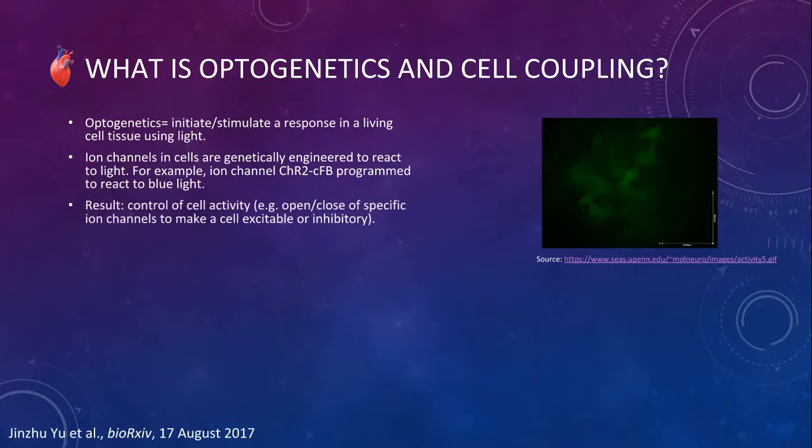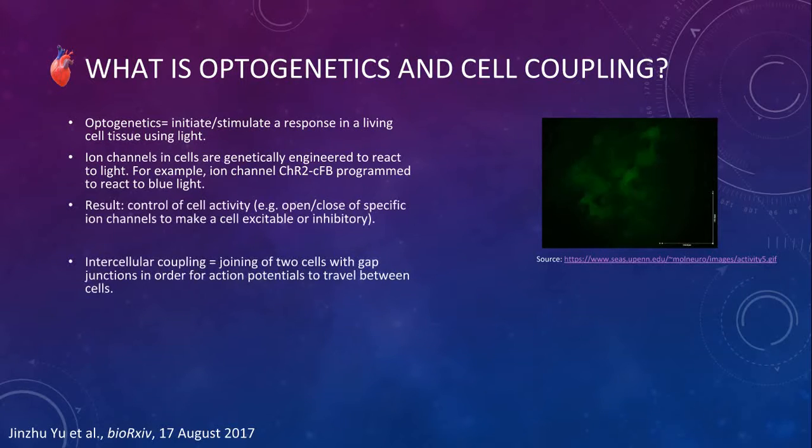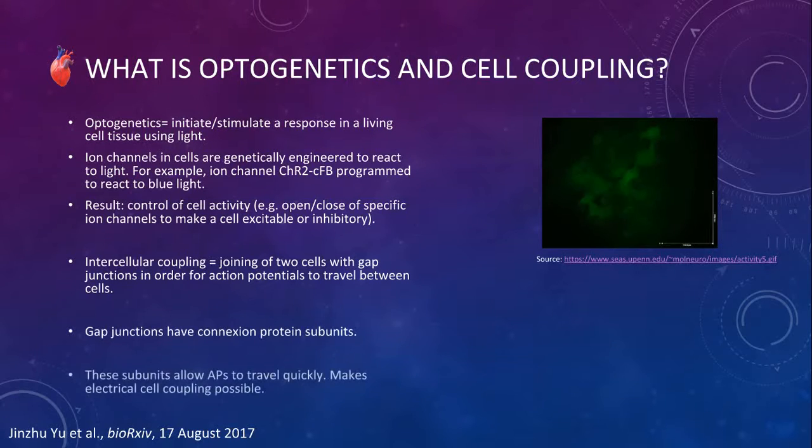or inhibitory. Here is another important term, known as intercellular coupling. Intercellular coupling means the joining of two cells with gap junctions in order for action potentials to travel. The gap junctions also have connexin protein subunits. These subunits allow action potentials to travel very quickly, which makes intercellular coupling possible.